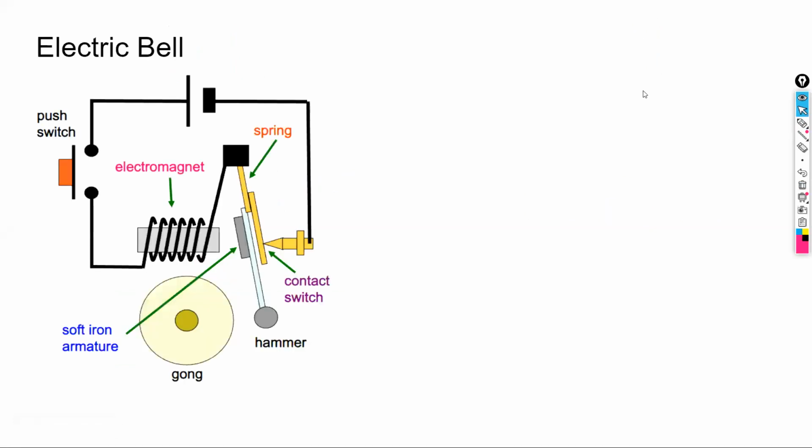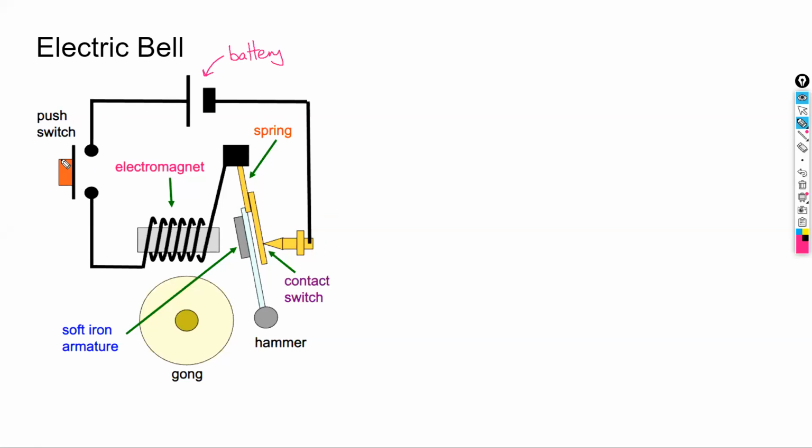So here we have an electric bell, right? This is going to take a little while to draw. Now, let me just explain how the electric bell works. First of all, this here is a battery, like a Duracell battery or Eveready battery. Now, pretend everything here is metal.